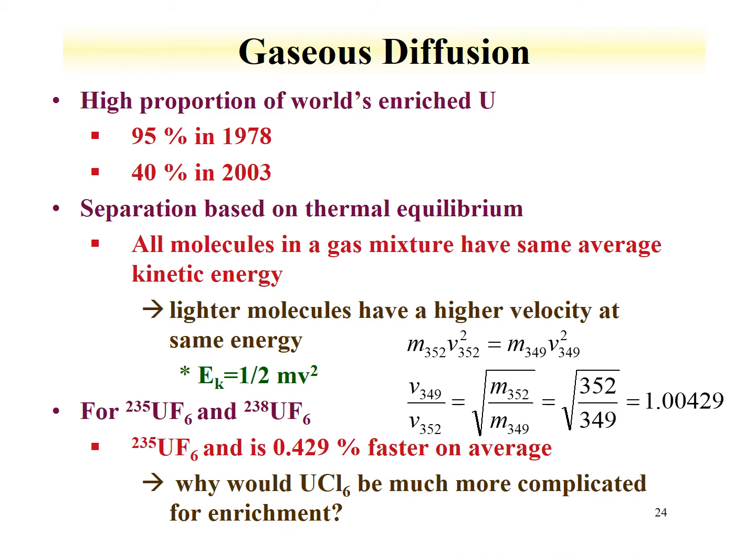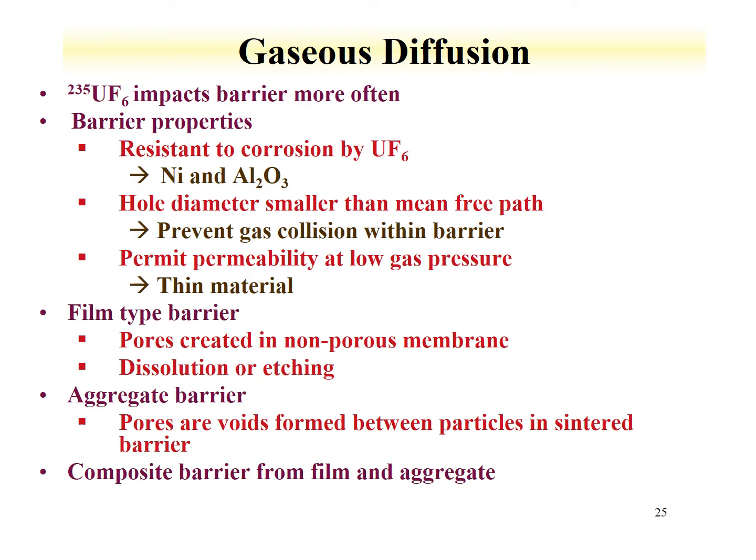But the question is, why would this be more complicated? And that has to do with the fact that the chlorine has 2 stable isotopes, so your masses would vary based upon not only the uranium but also the chlorine. So the uranium-235 hexachloride, being lighter, would impact the barrier more often and have a higher probability of diffusing through that barrier. The barrier properties, like what we'd mentioned earlier, need to be resistant to the hexafluoride.